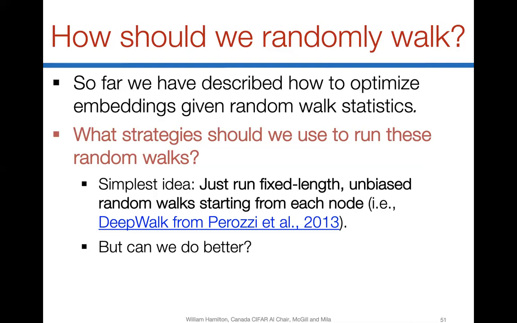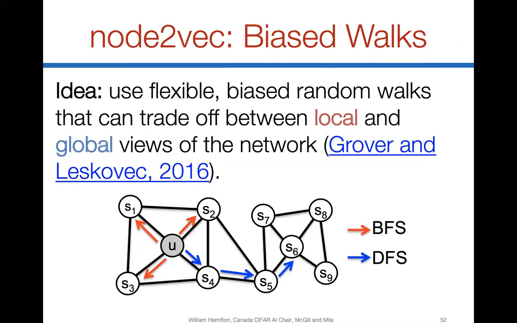And usually what people will do is think about just completely uniform random walks. But we can actually do some more interesting things. This is an approach that was called the node2vec approach. The idea here is that we want to use more flexible biased random walks that can trade off between what we can think of as more local versus more global views of the graph. If you're looking at this particular graph here, you can see that there are two different communities, a community on the left and a community on the right.